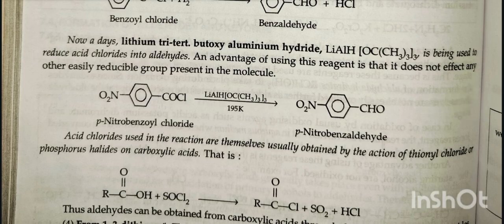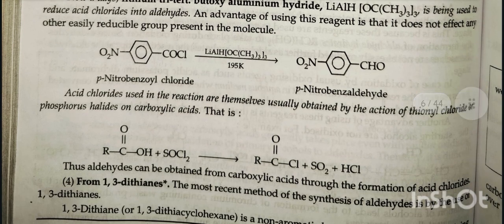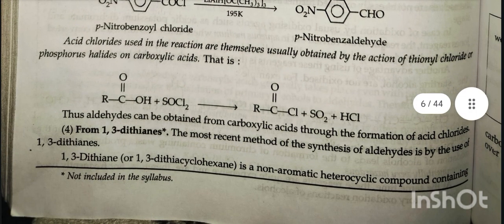Nowadays, lithium tri-tert-butoxyaluminum hydride, LiAlH(OC(CH3)3)3, is being used to reduce acid chloride into aldehyde. An advantage of using this reagent is that it does not affect any other easily reducible group present in the molecule. Para-nitrobenzoyl chloride gives para-nitrobenzaldehyde in the presence of LiAlH(OC(CH3)3)3 over ether at 195 Kelvin temperature.